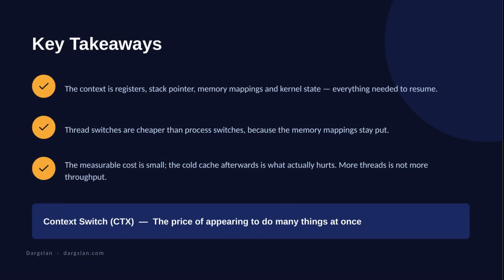So here's what to carry with you. The context is everything a CPU needs to resume: registers, stack pointer, memory mappings, kernel state. Thread switches are cheaper than process switches because the memory map stays put, and the real cost isn't the switch itself, it's the cold cache that follows, which is why piling on more threads rarely buys you more throughput. That's the price of appearing to do many things at once.